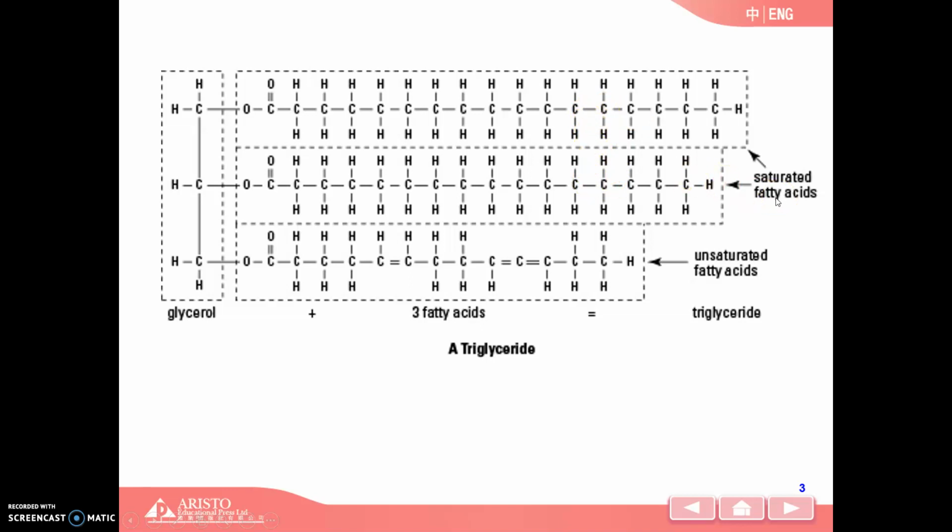These two fatty acids are saturated fatty acids. But for fatty acid number 3, we see that we have a double bond here, a double bond here, and a double bond here. So this is not a saturated fatty acid. It is a polyunsaturated fatty acid. So this is triglyceride, which can be made up of 3 different fatty acids. By condensation reaction, they join together here. This is triglyceride.